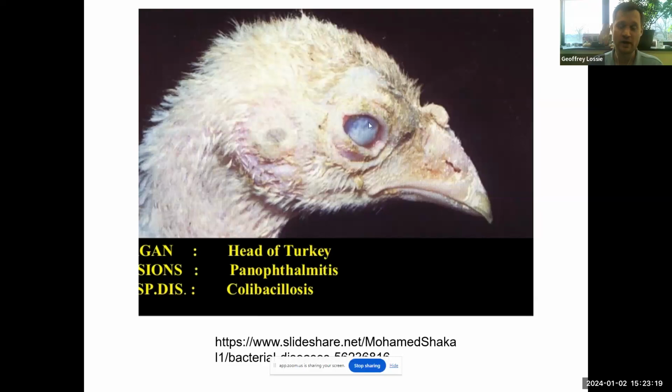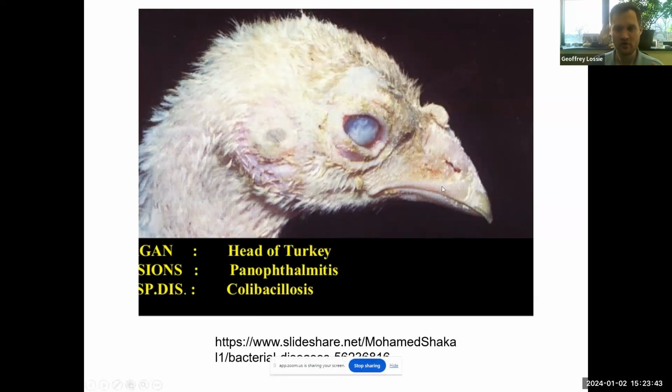Not every, but it is still probably respiratory related. E. coli is one of the most common, what we call secondary bacteria, or bacteria that love to invade and cause disease after something else has already made the bird sick. It can also be a primary disease and cause illness just by itself.